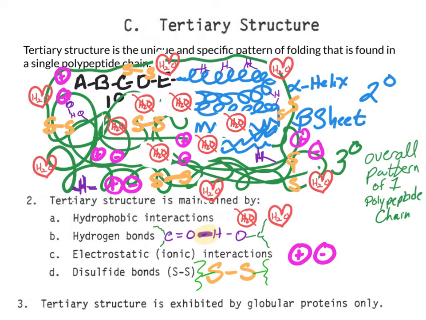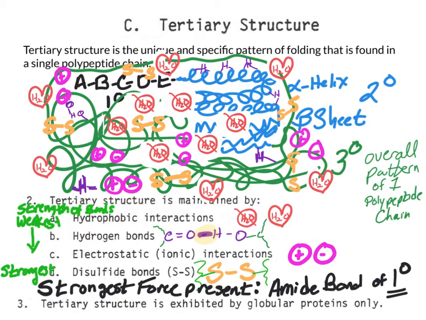So this list is written in the order of strength. The weakest interaction that holds the tertiary structure is the hydrophobic interactions. The next strongest is the hydrogen bonds. Stronger than that is the electrostatic interactions, and the strongest of these is the disulfide bond. Those disulfide bonds are the hardest ones to break. Yet all of these types of bonds are much weaker than the amide bond, the peptide bond that we see in the primary structure. These ones can all be destroyed easier than the ones in the primary structure.